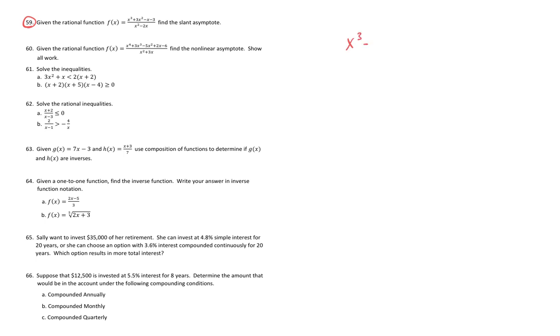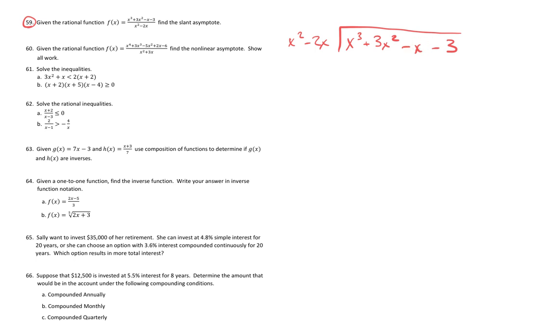x cubed plus 3x squared minus x minus 3. We're going to divide this by x squared minus 2x. And it's really important to keep your powers in order. So if there wasn't an x term here, you might say plus 0x. That way you know that there's a gap right here.